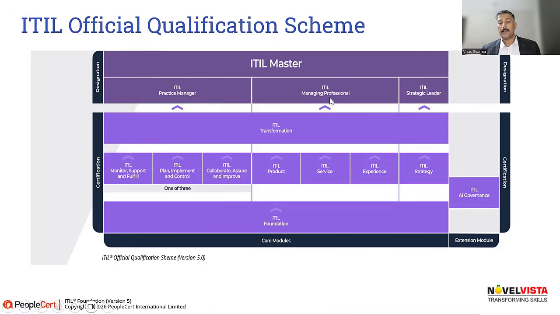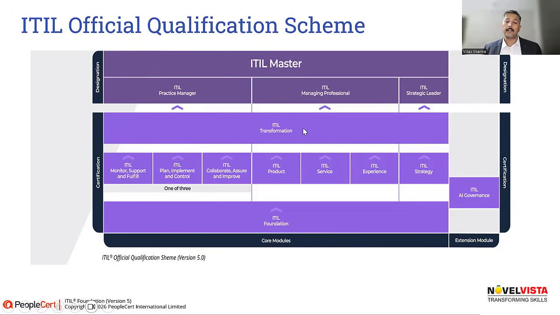Now, for ITIL Managing Professional, instead of those 4 certifications, that is instead of CDS, DSV, HVIT, and DPI, now you will have ITIL Product, ITIL Service, ITIL Experience. So you complete those 3 certifications. Now, if you have already done Practice Manager, ITIL Transformation is already done.